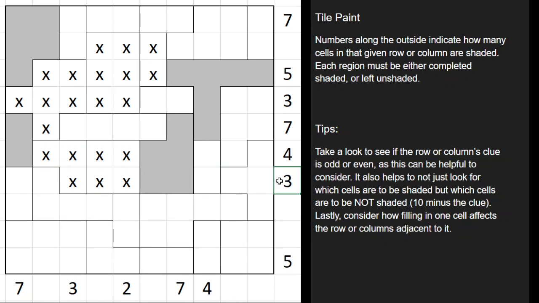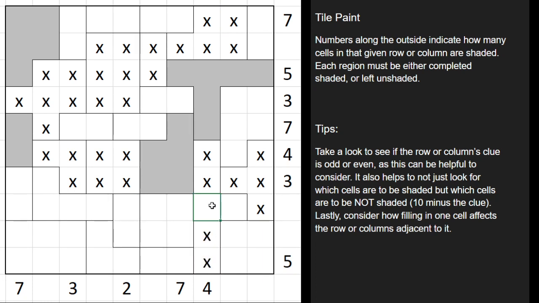So this row is just like the 4. We need just 1 more. So any regions 2 wide or more cannot be filled in. And if we think about this 4 here, we need 1 more because we have 3. So any regions that are more than 1 tall cannot be shaded in. So this here cannot be shaded, otherwise the one below it would be shaded and you'd have 5 breaking this 4. So that's unshaded. This is unshaded. And this is unshaded because it's too tall.